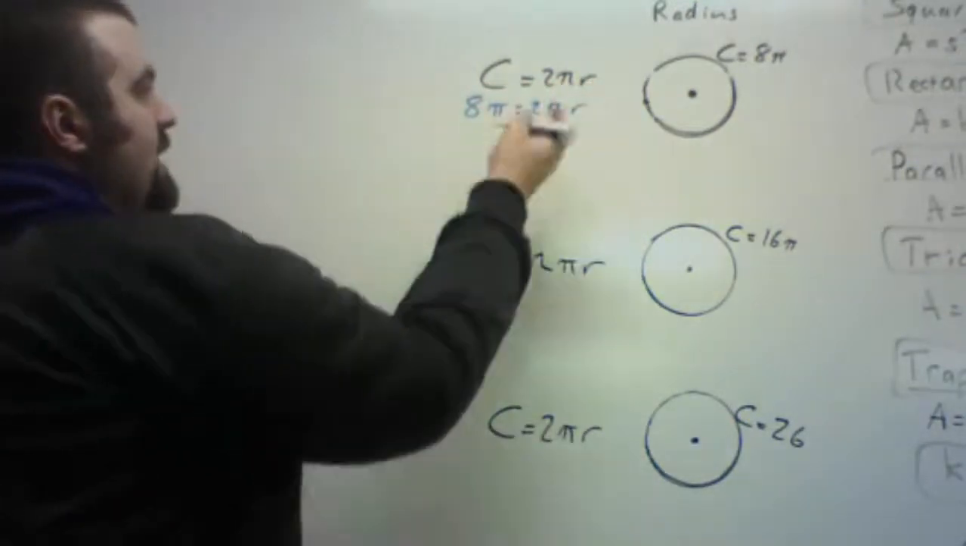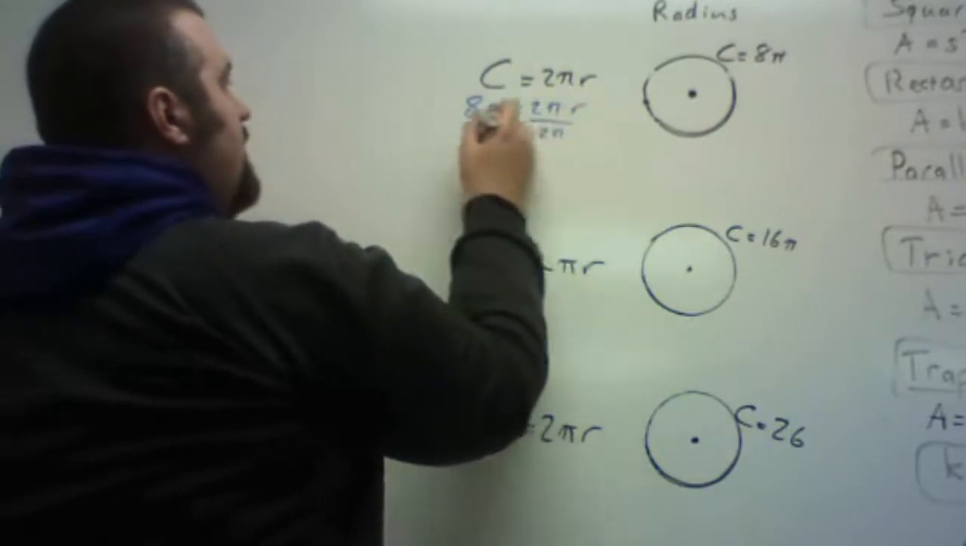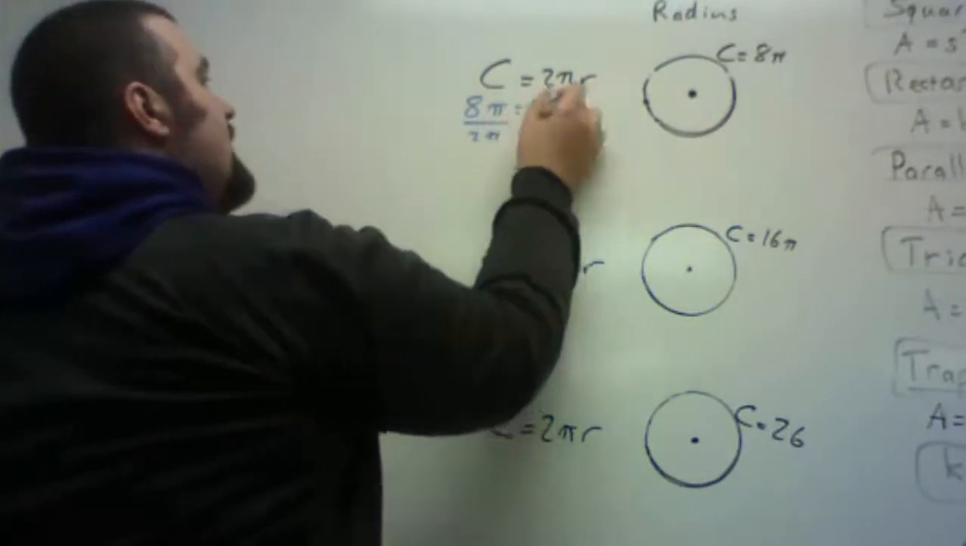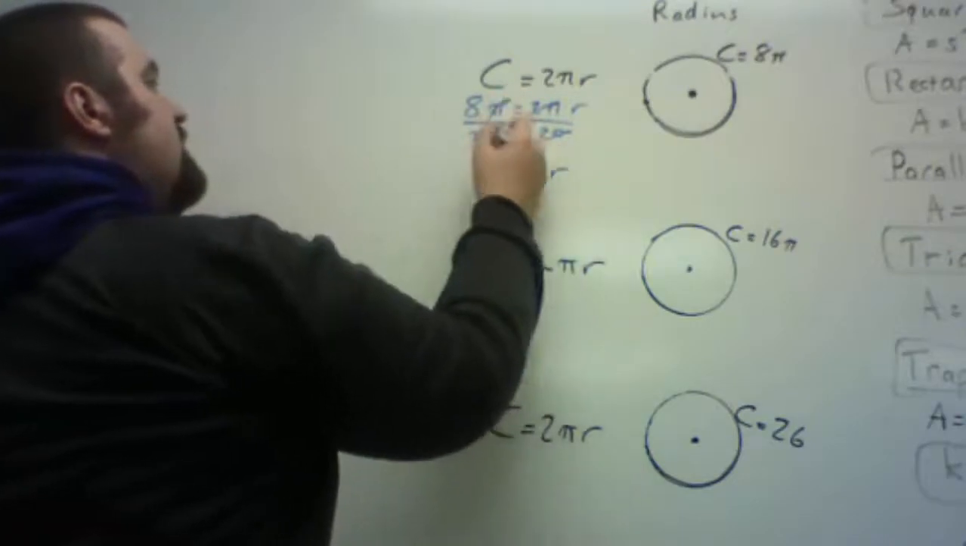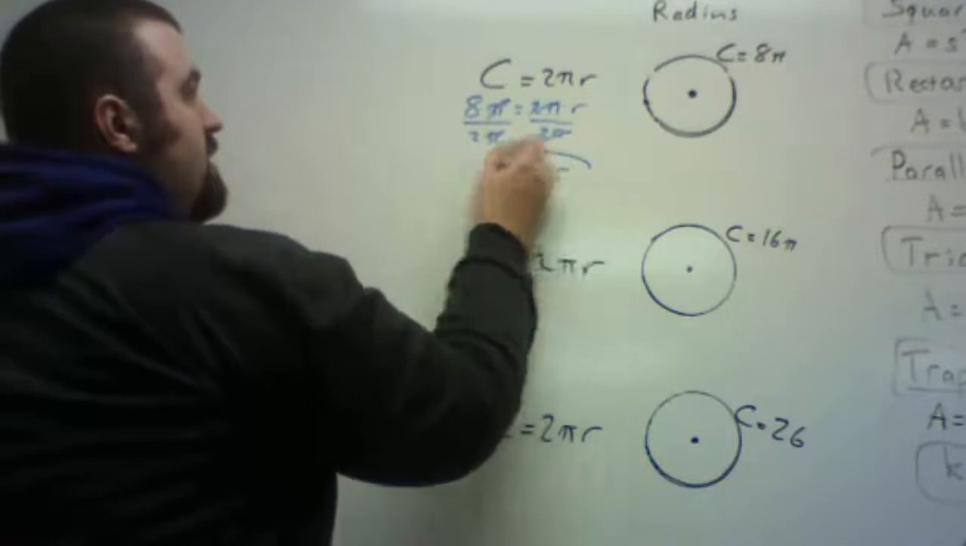Solving for r, I want to get it by itself. It's multiplied by 2 pi, so let's divide both sides by 2 pi. If I divide both sides by 2 pi, r has to equal, well, 8 divided by 2 is 4, and the pi's cancel out.